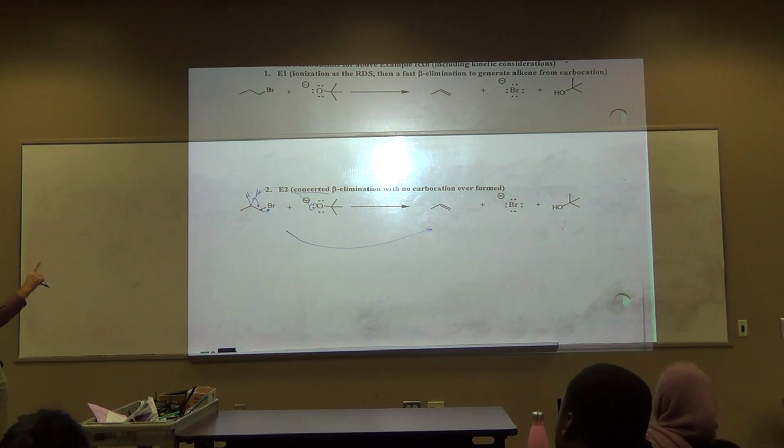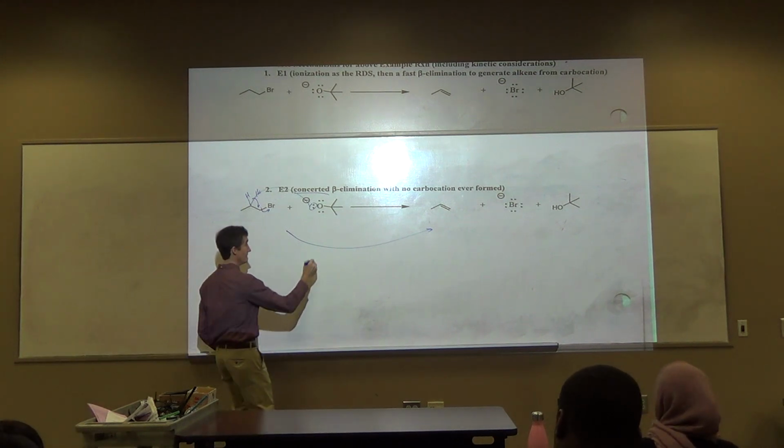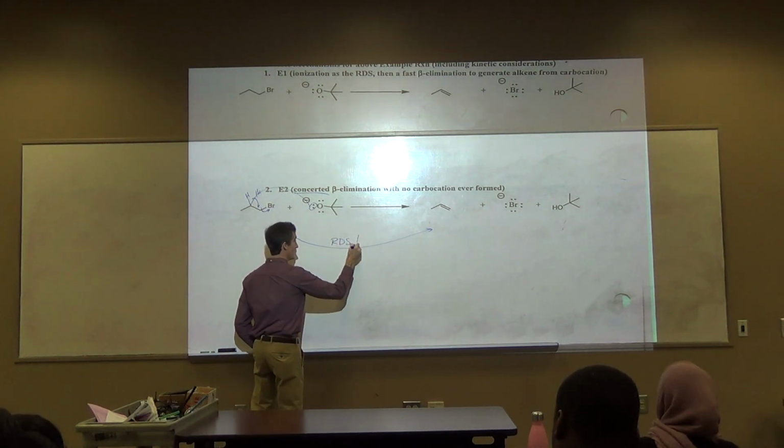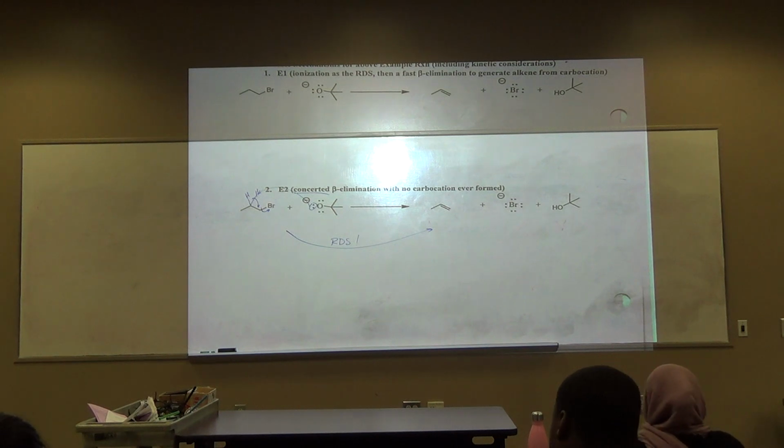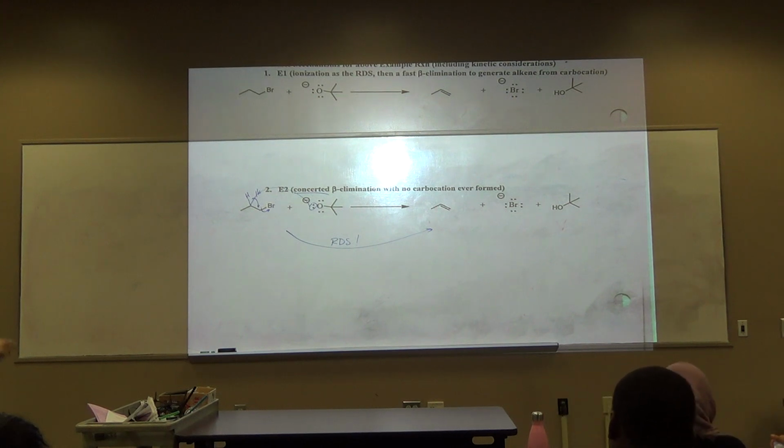Which step is the rate determining step? The only step. I only showed one step. It's all concerted. Are both substrates involved in that step? Yes, they better be. It's only one step, and if they're reacting, they got to be involved. So did we do an elimination? Yes. Bimolecular, two involved. E2. And E2 is a concerted beta elimination with no carbocation.